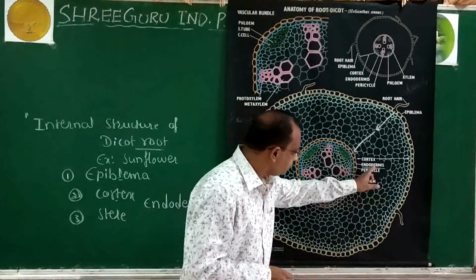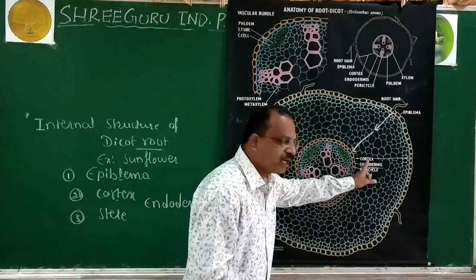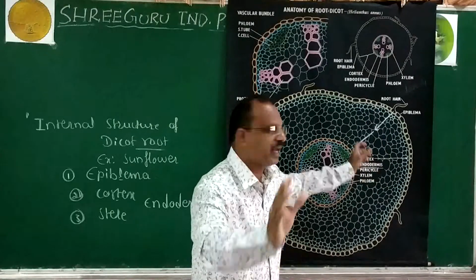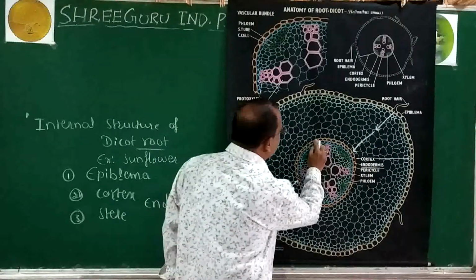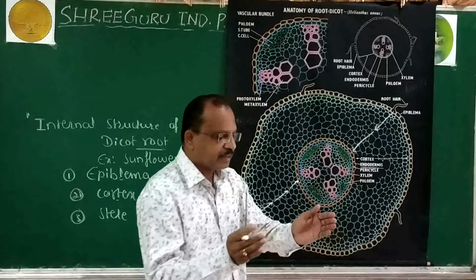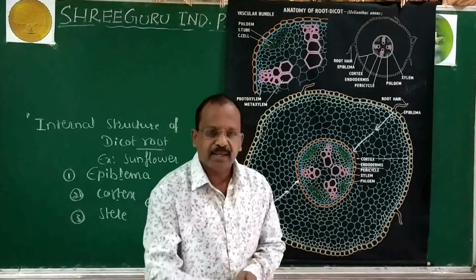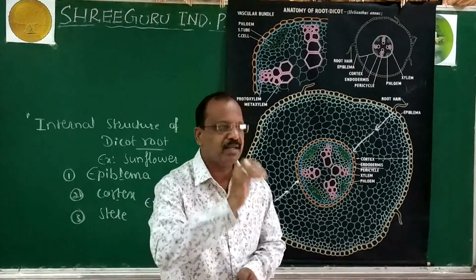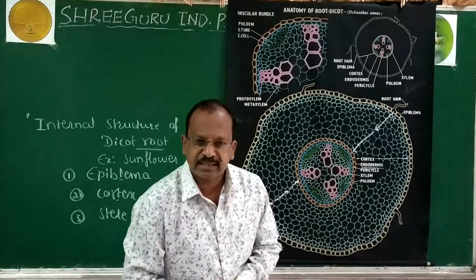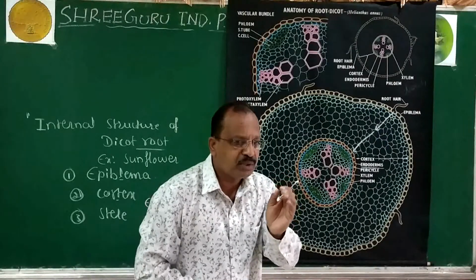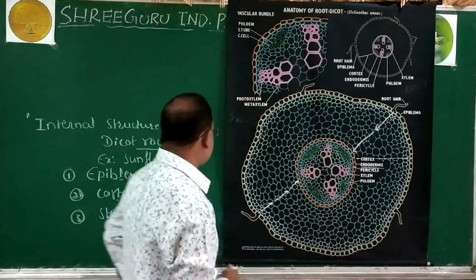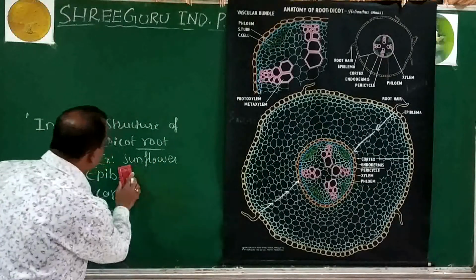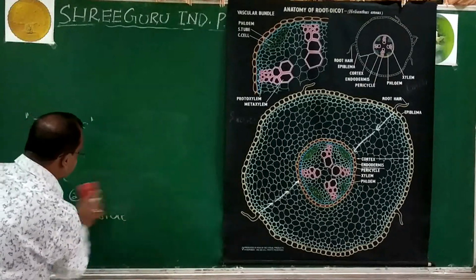Look over here. Endodermis is the innermost layer of cortex, or the innermost region of the cortex. It is also made up of barrel-shaped cells. Cells are compactly arranged without any intercellular space. Most of the endodermal cells will show Casparian thickenings.